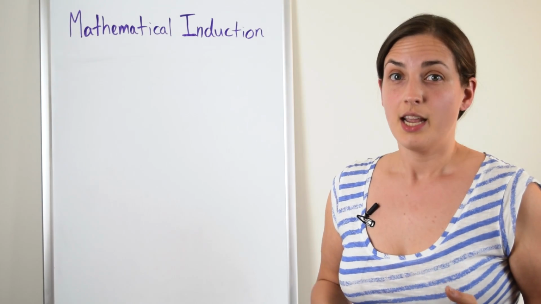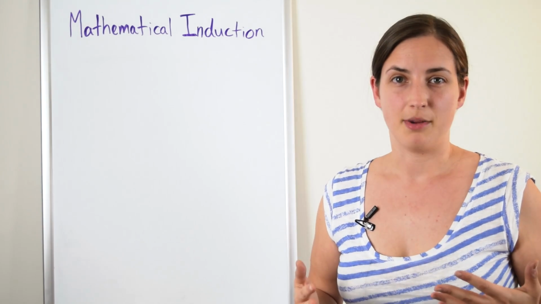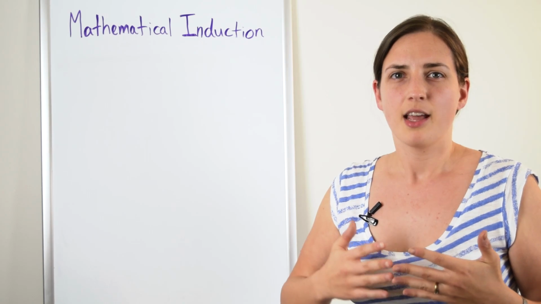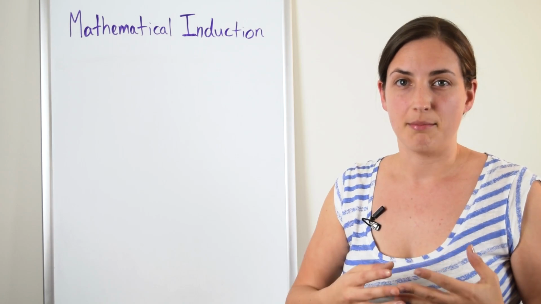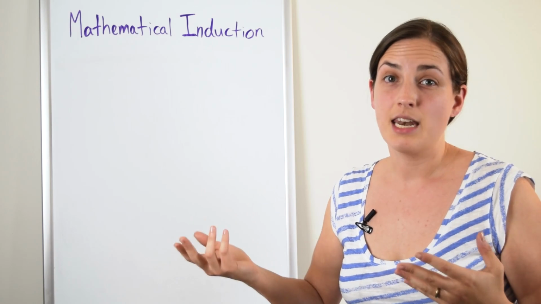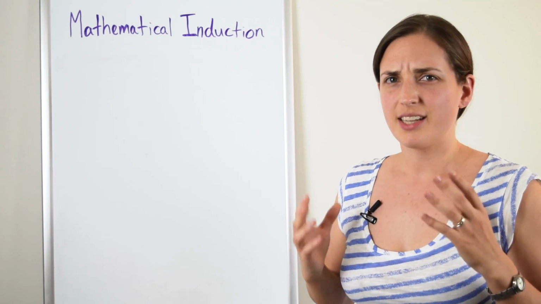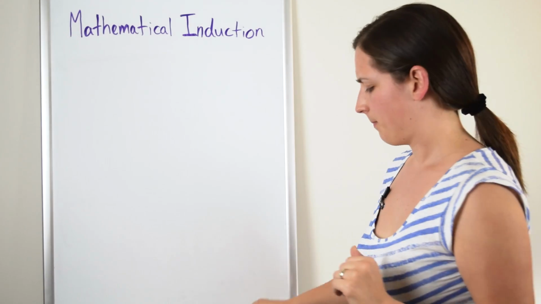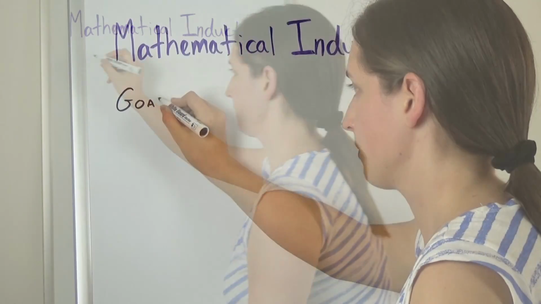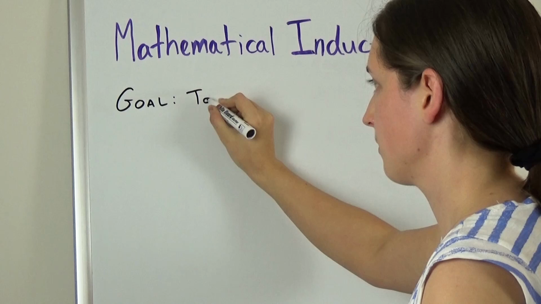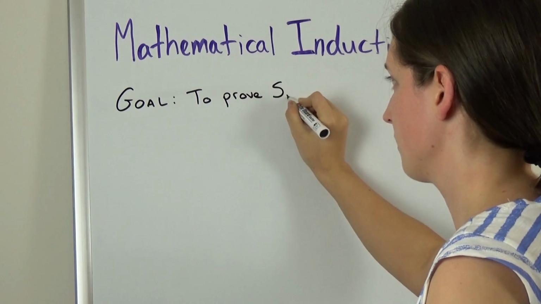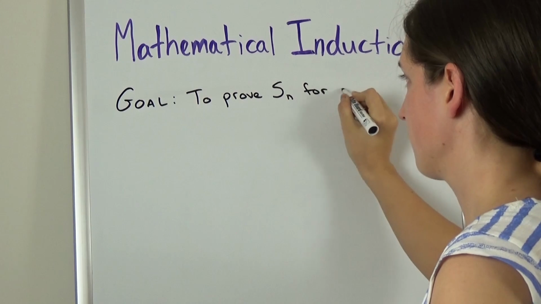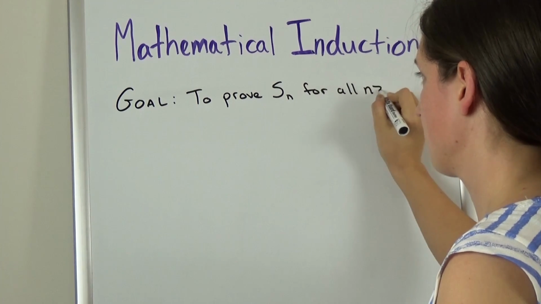So let's start off by thinking about what we might want to be doing. Mathematical induction is used to prove a statement, which is usually a statement that holds for many values of n. For example, some statement that holds for all n bigger than or equal to 1. So let's think of that as our main goal. Our goal is to prove S sub n, which is just going to represent our statement, S for statement, for all n bigger than or equal to 1.